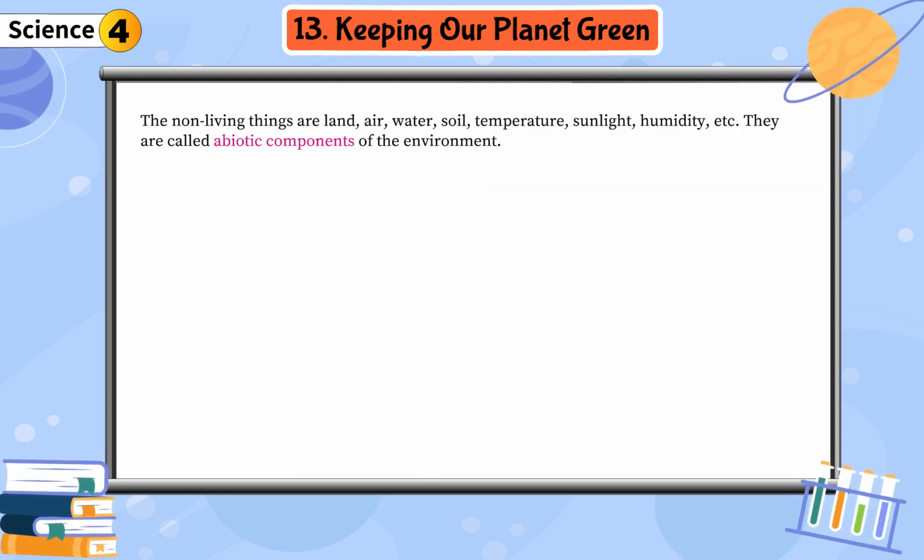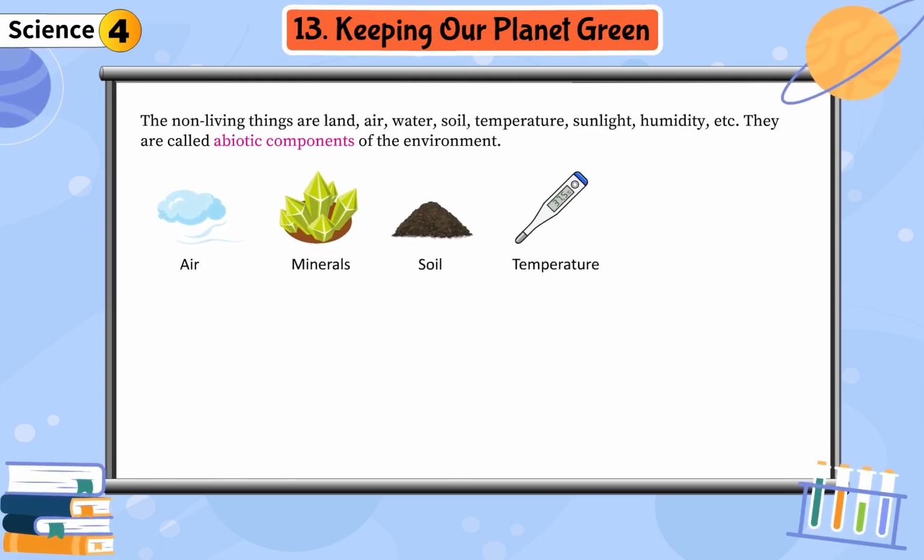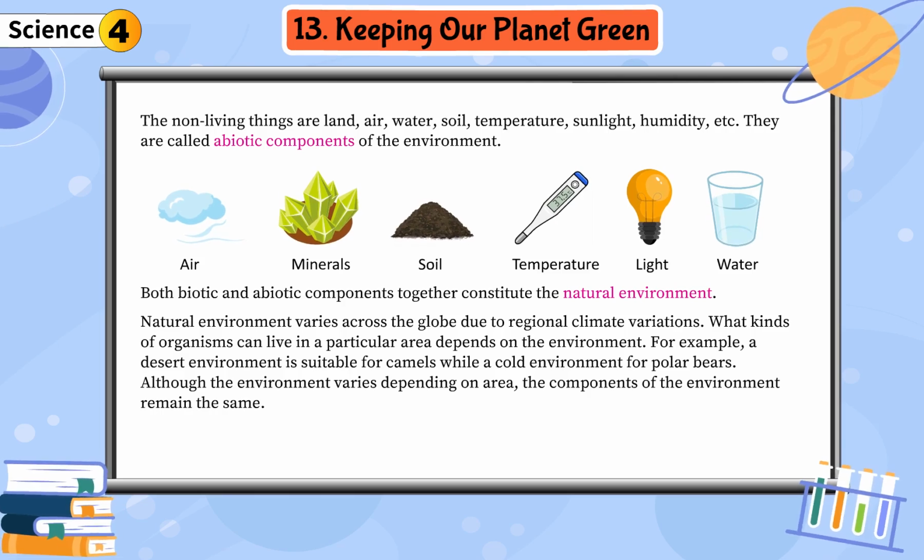The non-living things are land, air, water, soil, temperature, sunlight, humidity, etc. They are called abiotic components of the environment. Air, minerals, soil, temperature, light, water. Both biotic and abiotic components together constitute the natural environment.